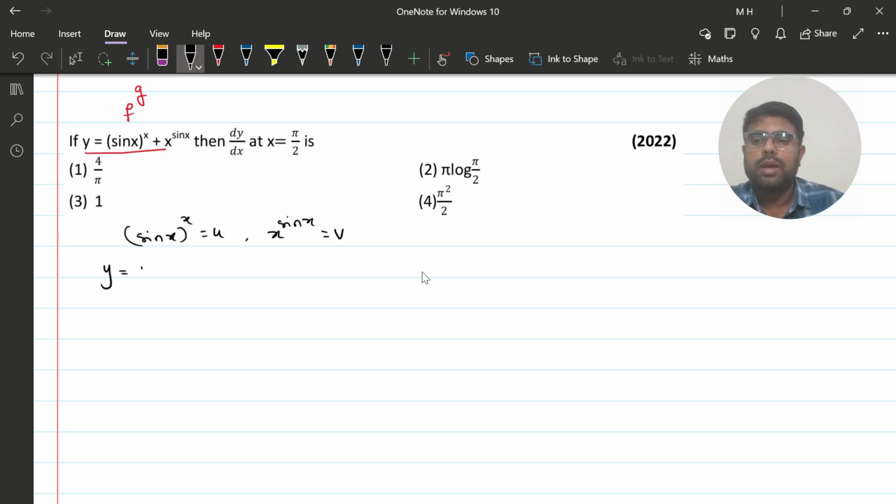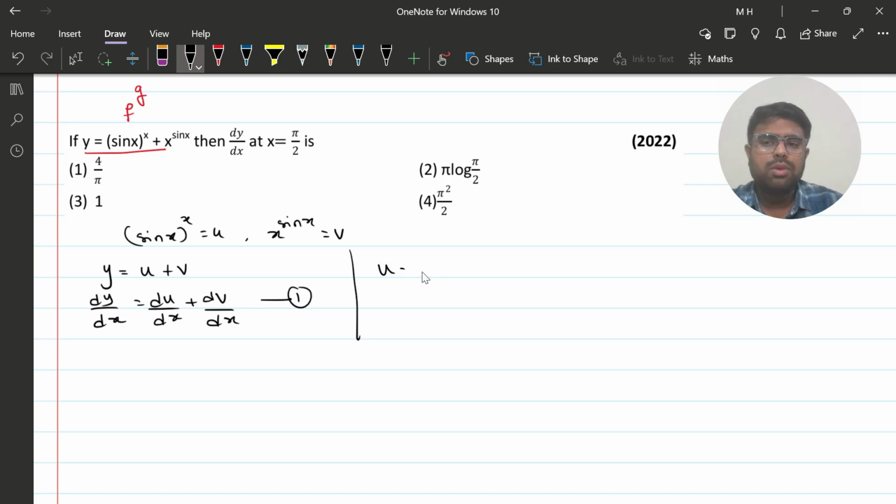v. So I'm going to get y equal to u plus v, right? Now what is going to be dy by dx? Dy by dx is going to be du by dx plus dv by dx, right? This is what you have. I'll call this equation 1. Now u is equal to what? Sin x whole raised to x, right? So if I apply log on both sides, I'm going to get log u is equal to x log sin x, right? So how will you differentiate this?